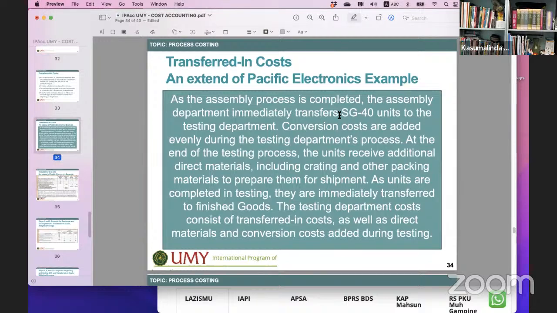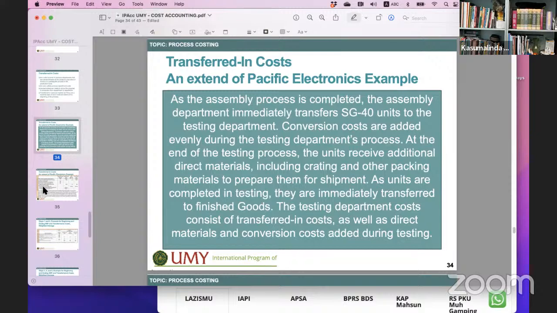Okay, as the assembly process is completed, and then it will transfer to testing. Okay, the second department is testing department. Okay, conversion costs are added evenly during the testing. This is the kind of information given to you, yang saya katakan dia need to mention the conversion cost is occurred or added evenly during the testing, and at the end of the testing process, the units receive additional direct material. Okay, in this department, testing department, the direct material is added at the end of the process, including crating and other packing materials. Okay, as units are completed in testing, they are immediately transferred to finished good.